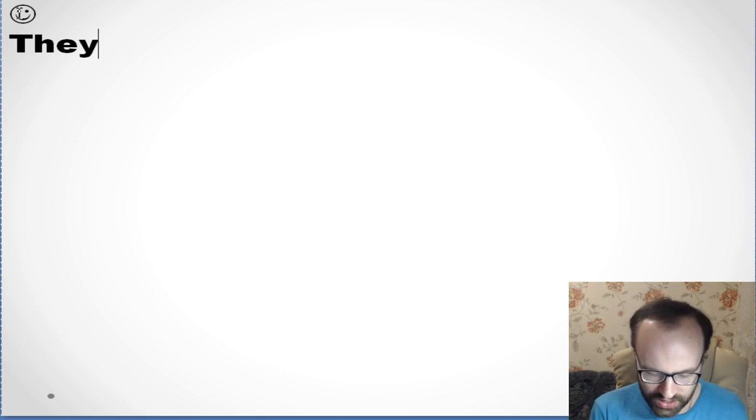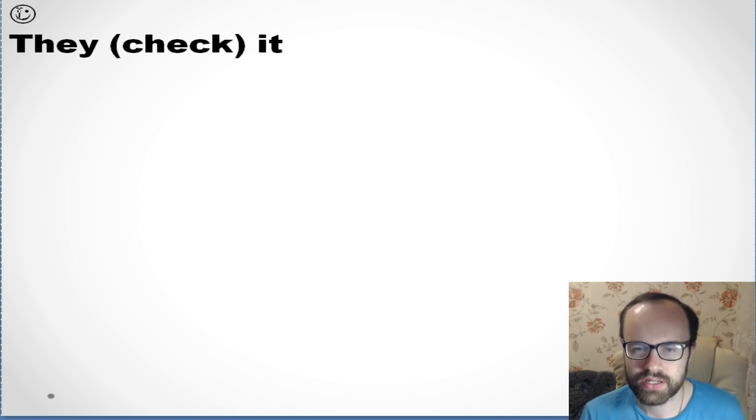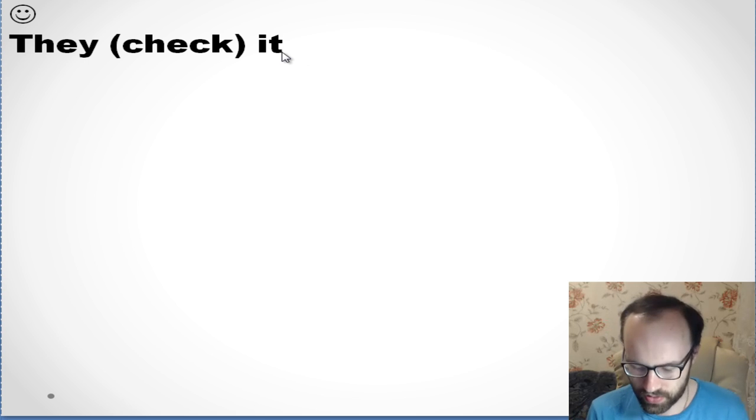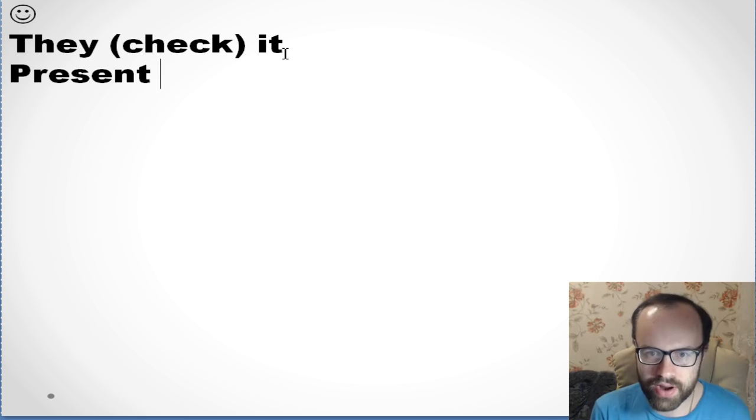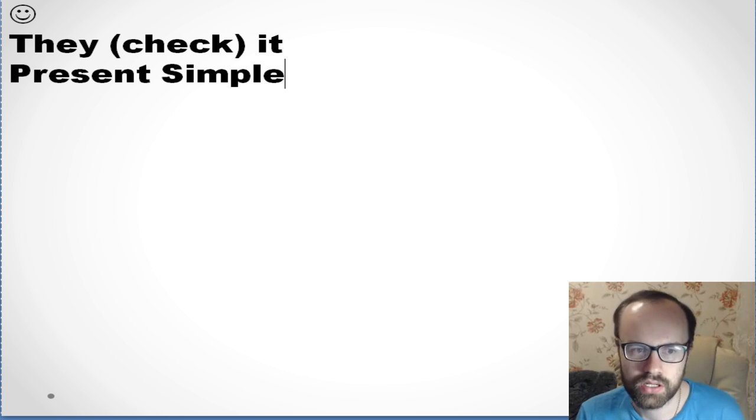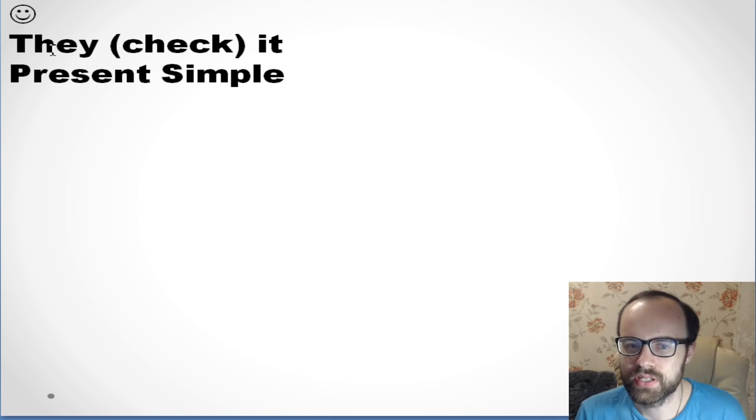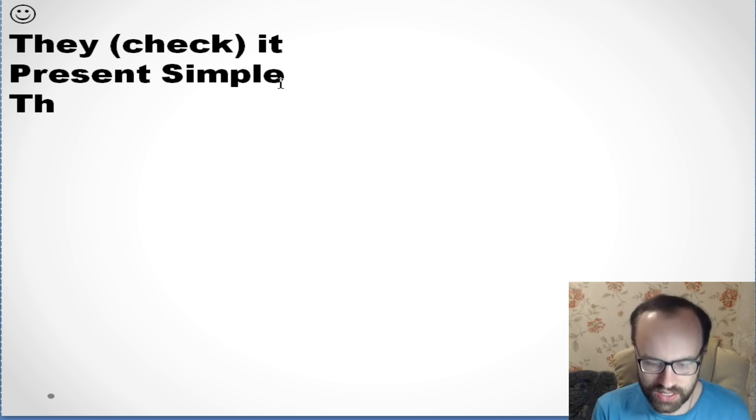So you have a sentence and you need to open the brackets, and you need to say it in present simple, past simple, and so on. Okay, let's try to do it. They check it. Present simple, how will you say it? You see, present simple is verb or verb plus s. If it's I, we, you, they, it's the verb without s. And we say, they check it.